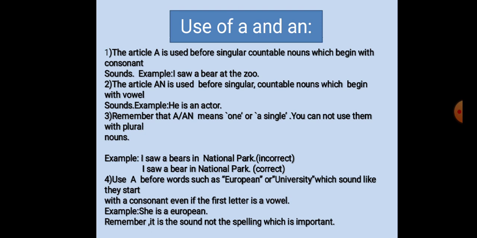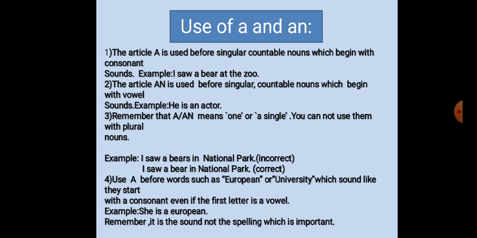Now I will discuss the use of a and an. The article a is used before singular countable nouns which begin with consonant sounds. Example, I saw a bear at the zoo. Rule number 2. The article an is used before singular countable nouns which begin with vowel sounds. For example, he is an actor.